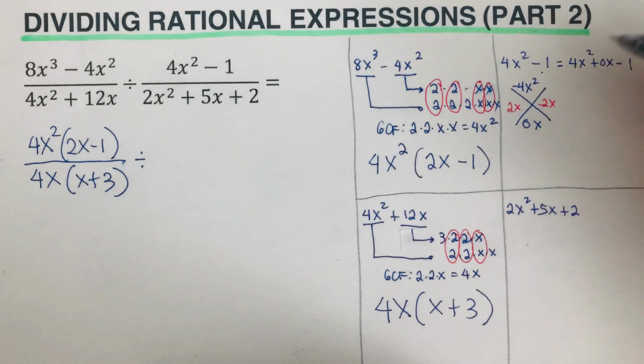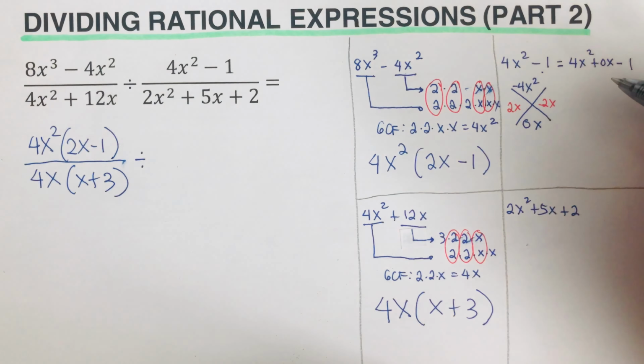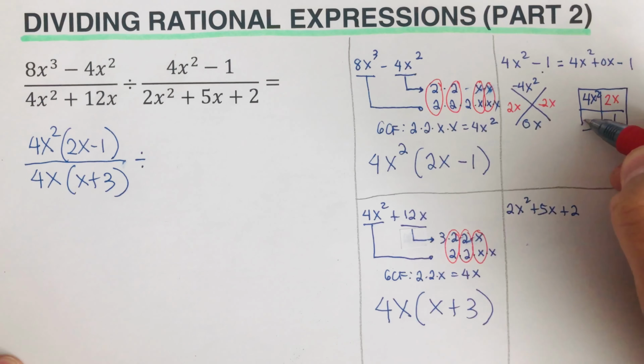So using the box or the area model for this, we're going to determine the factors. So that would be the first term 4x squared, the last term negative 1, and then you can put the 2x and the negative 2x anywhere on these two boxes right here.